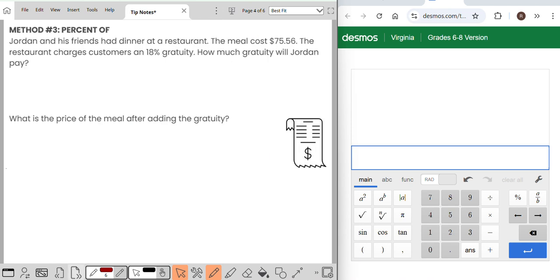Method number 3 for calculating a tip is called the percent of method. So what we're going to do is read it carefully. We're going to use Desmos again, but this time we're using correct numbers. We are not estimating. So Jordan and his friends had dinner at a restaurant, and the meal cost $75.56. The restaurant charges customers an 18% gratuity.